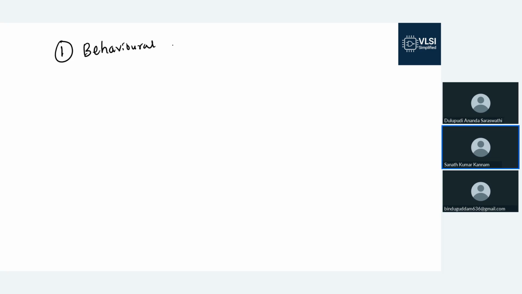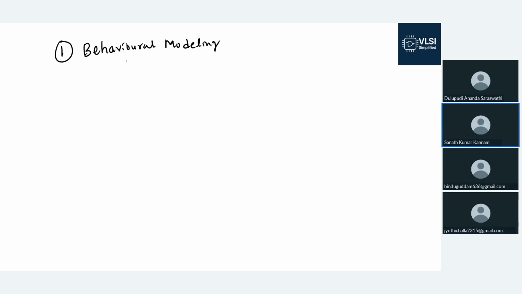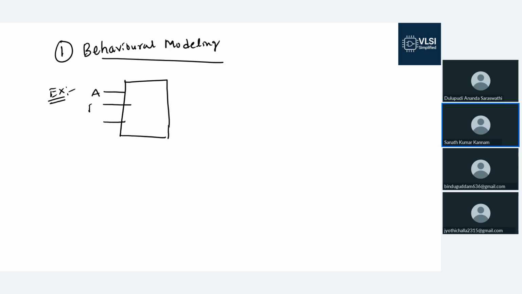Behavioral modeling means it will show the behavior of the circuit. Suppose, for example, if I take a full adder. If you take the full adder, how many inputs do you have? Three inputs you have, so A, B, and C. How many outputs do you have? Two outputs, sum and carry.